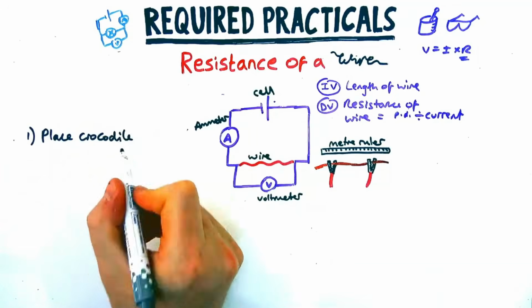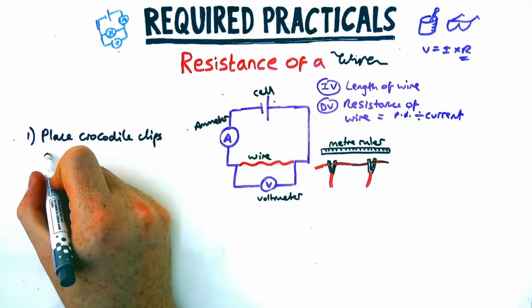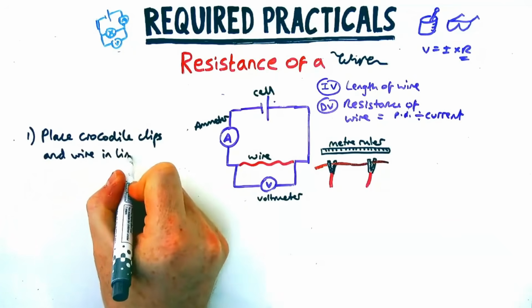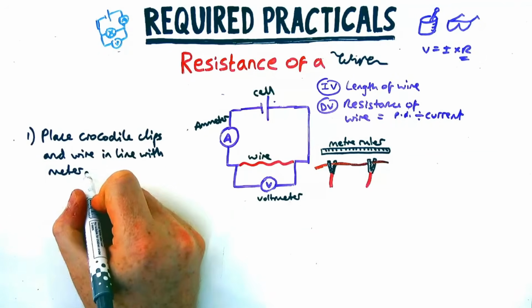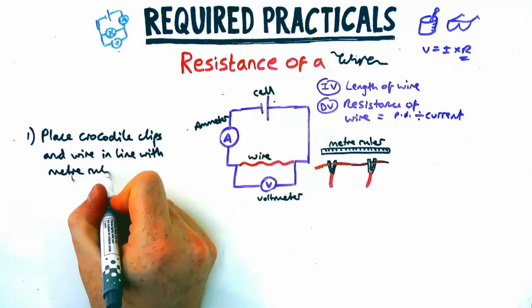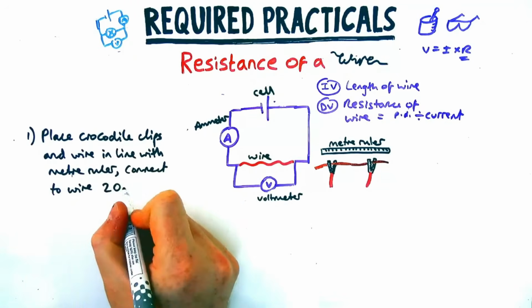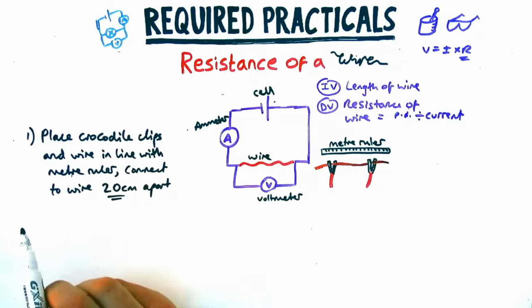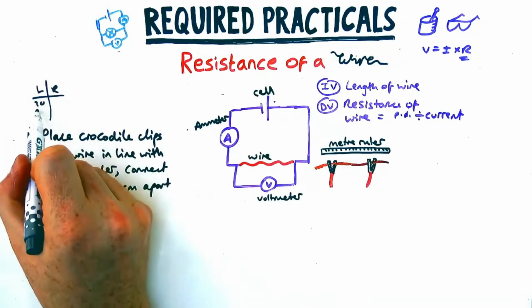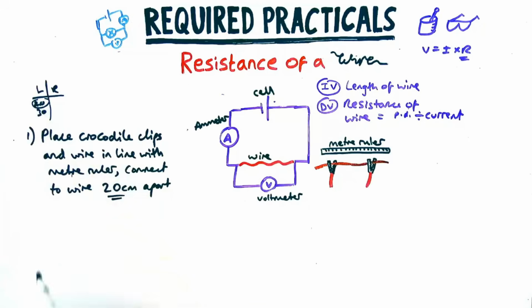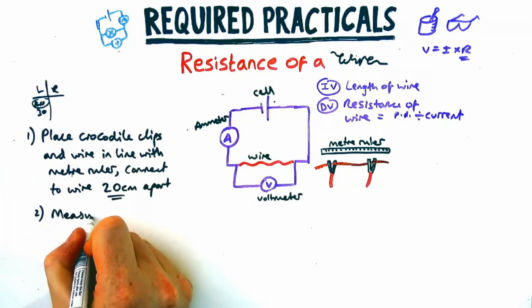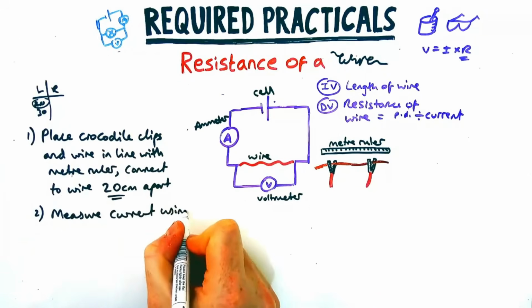So first part is to place crocodile clips, as in the little image there, and a wire in line with a meter ruler. Now, in line is important so we can measure it properly, more on that later. And then we're going to connect to the wire 20 centimeters apart. That's going to be what we start on. If they give you different results to give a method for, you have to say whatever length that is, but 20 centimeters is a good start.